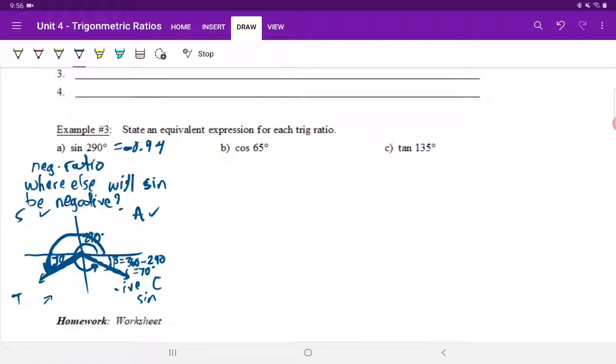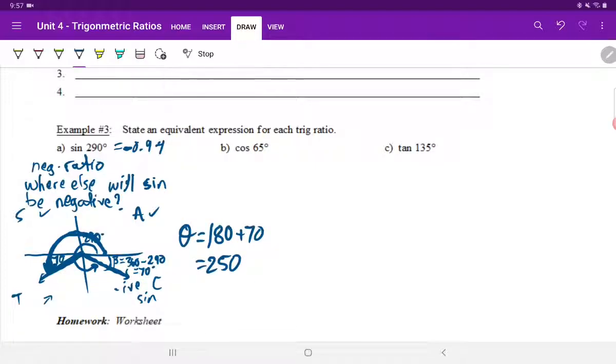So to recap, I drew my terminal arm. First, I figured out, okay, what do I have, a positive or negative ratio here? I had a negative ratio. So I figured out where else is sine negative. It's in quadrant 3. Then I calculated the related acute angle and drew it in quadrant 3. And now I figure out the principal angle for that arm. So theta equals, we have to go 180 plus another 70.